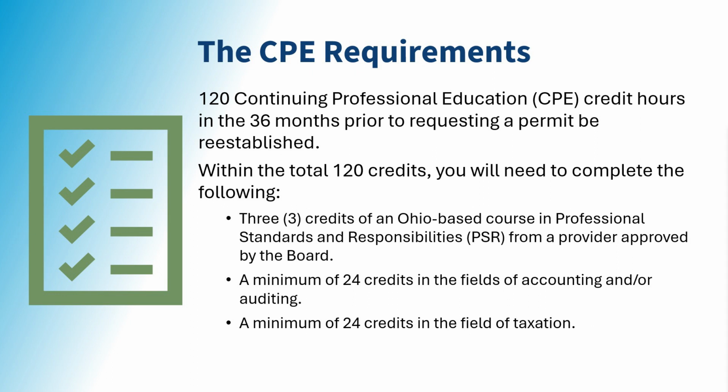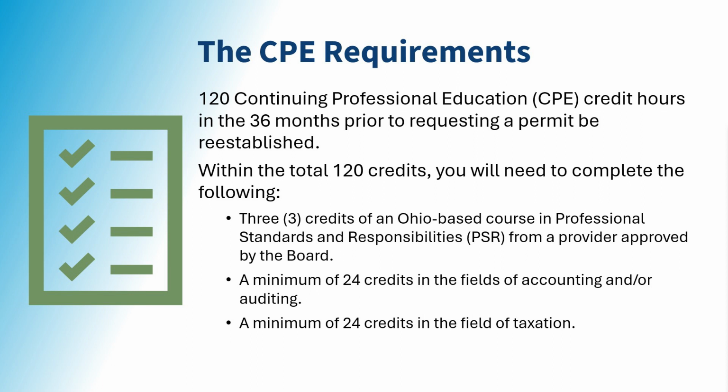The requirements for return to practice are at least 120 continuing professional education, or CPE, credits in the 36 months prior to requesting a permit to be reestablished. Within the total of 120 credits, you will need to complete the following: 3 credits of an Ohio-based course in Professional Standards and Responsibilities, or PSR, from a provider approved by the board. A list of approved courses will be linked in the description of this video.